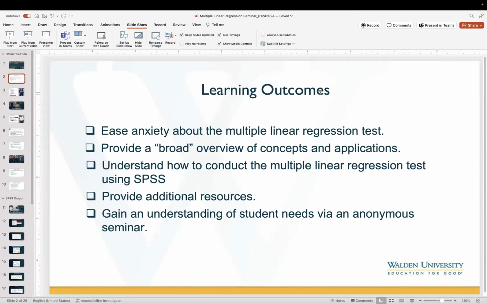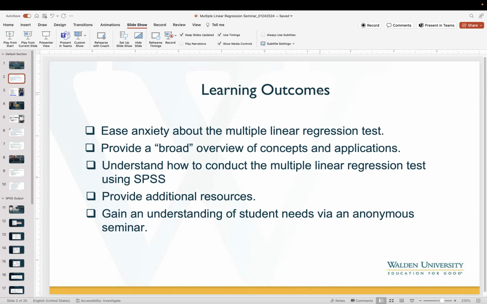And we want to make sure that you have a broad overview, and again, a broad overview of concepts and applications. In other words, you should know under what conditions you would conduct a multiple linear regression test versus, say, another type of test. This is important as you read journal articles and you read about these different statistical tests. What are the conditions? Why did this author do one test, and another author did another test? So it's important to understand those broad concepts.